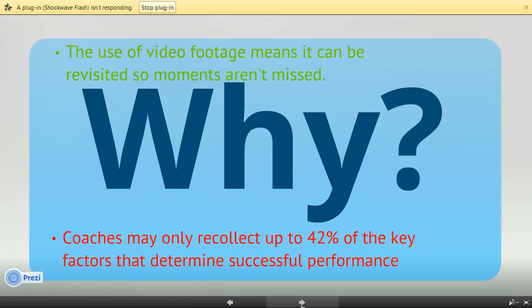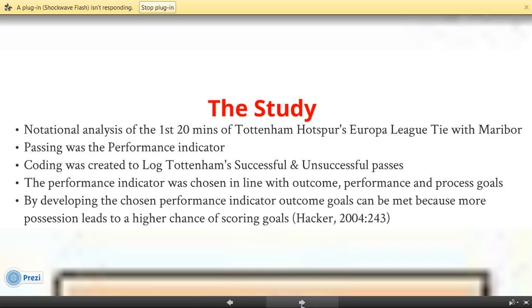In a study I recently undertook, I used notational analysis to notate my chosen performance indicator during the first 20 minutes of Tottenham Hotspur's Europa League tie versus Maribor. This performance indicator was passing, looking at how many of Tottenham's passes were successful or unsuccessful. This performance indicator was chosen in line with outcome, performance and process goals. The outcome goal being Tottenham's objective to win the match, which in turn means one of the process goals is to maintain possession and complete a large number of successful passes, something which Hacker discovered in 2004.